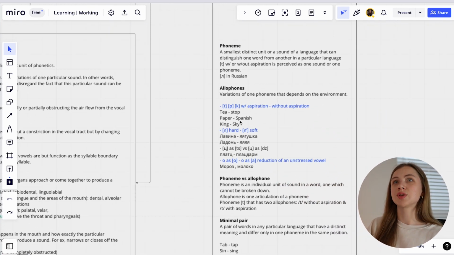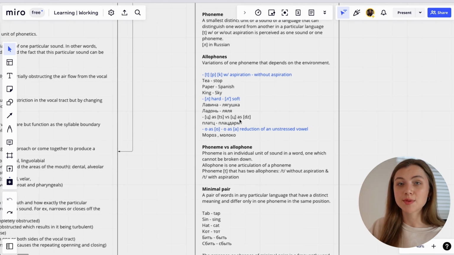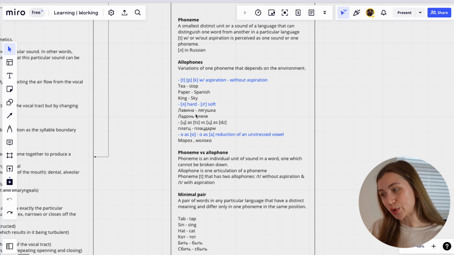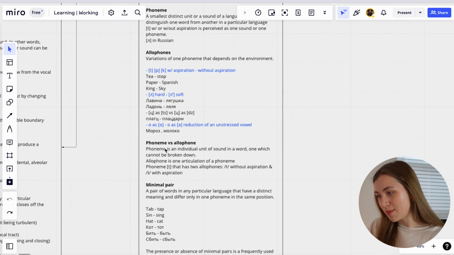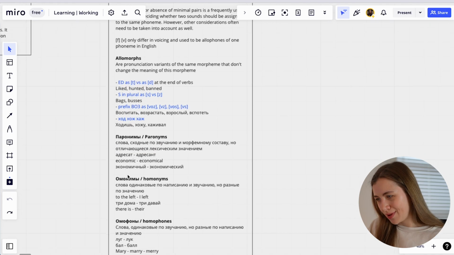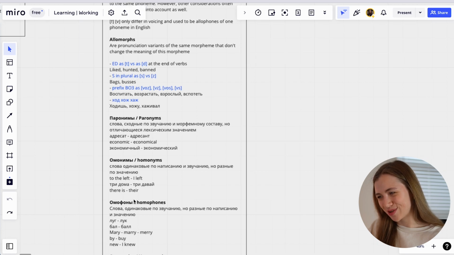Some examples. Also, someone recommended to me to not only revise the terminology, but always to have examples in different languages. In that case, it was Russian and English, because the position was for the Russian voices of Siri. That's why you can see some Russian words here with examples. Then what's the difference between phoneme and allophone? What's a minimal pair? What are allomorphs? Paronyms, homonyms, homophones. I'm not sure I'm pronouncing this correctly in English.